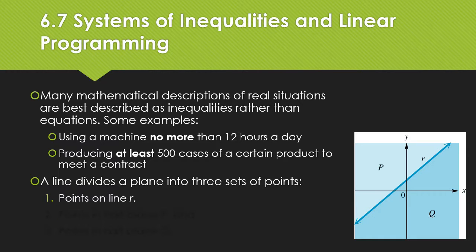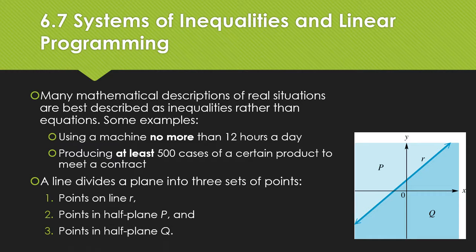You have the points that are actually on the line. You have the points that are on the half of the graph designated by the P here with the light blue shading. And then the other half of the points are in the region labeled Q with the darker blue shading. So we have three regions. The dividing line is one, and then each half is another region.